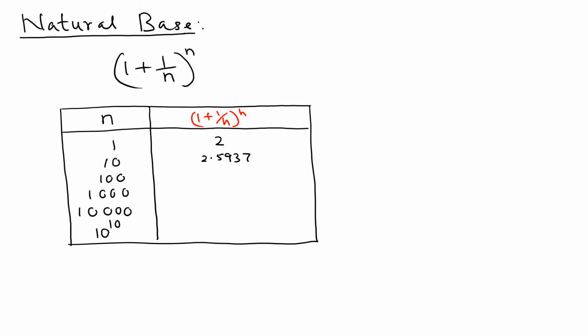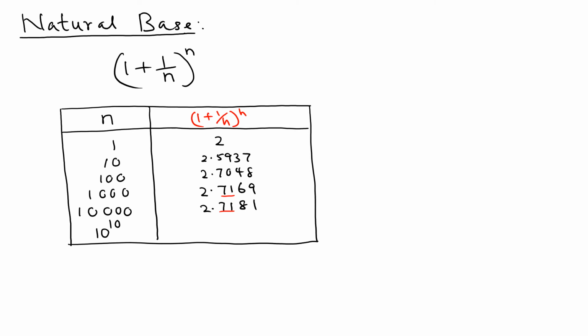2.5937 and so on. If you put n equals 100, you get 2.7048. If n equals 1000, you get 2.7169. If n equals 10,000, you get 2.7181, and you can see that these digits do not change now.